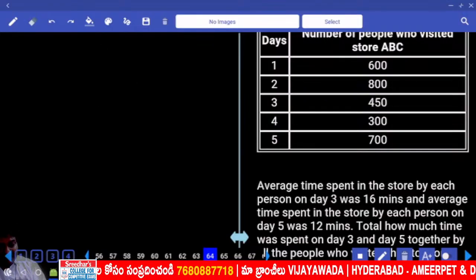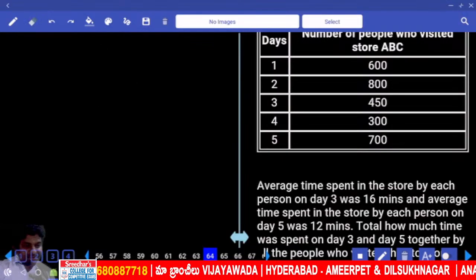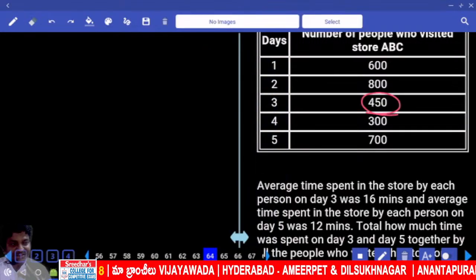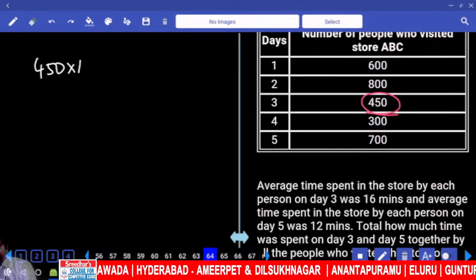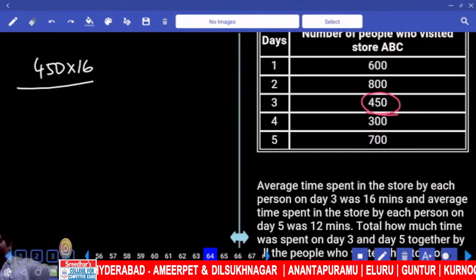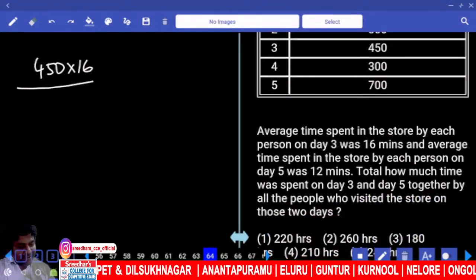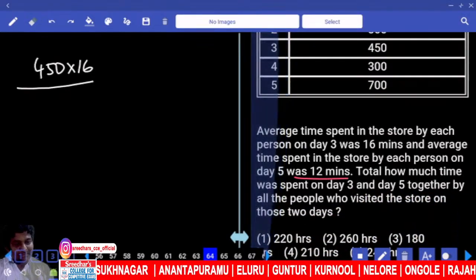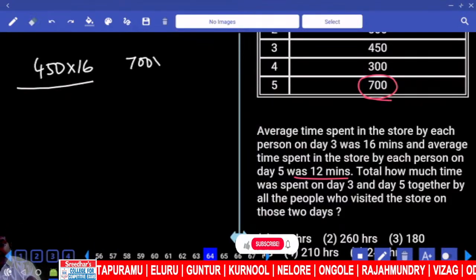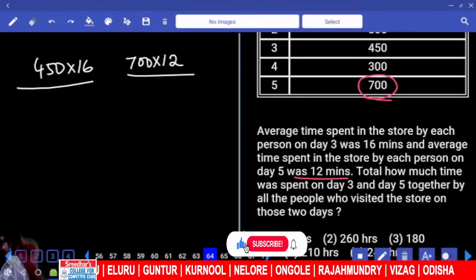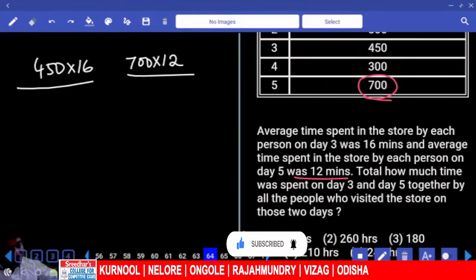Average time spent in the store by each person on day 3 was 16 minutes. Day 3, how many visitors are there? And each person is spending 16 minutes. This is the total time spent by all the people. On day 5 it was 12 minutes. Day 5 total, how many people are there? 700, and each person is spending 12 minutes. This is the total time spent by all the people on day 5.